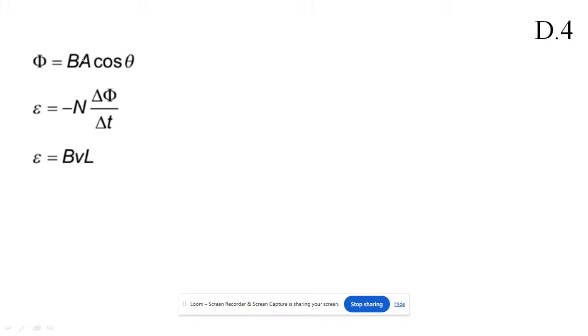Conduction. All right, the first thing is flux. This guy is flux. That's the magnetic field. That's the area. And that's the angle between the area and the magnetic field.